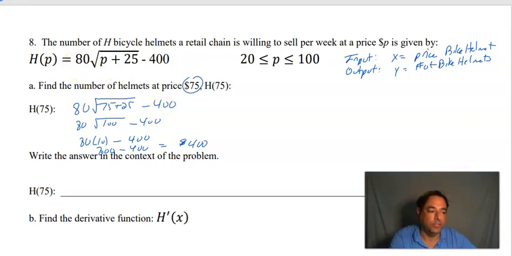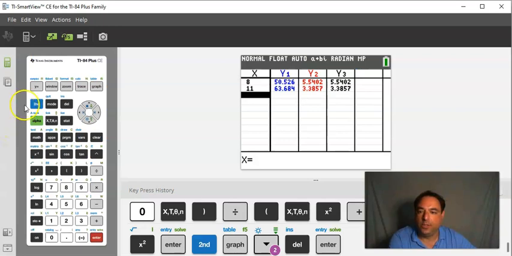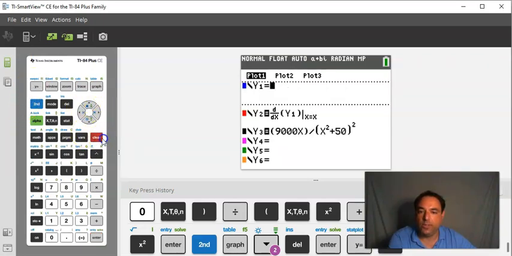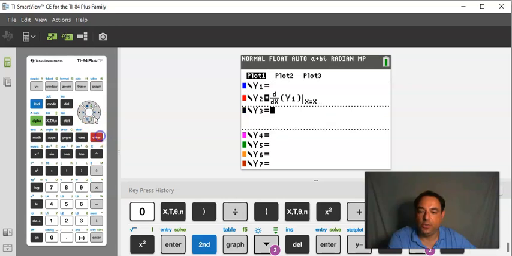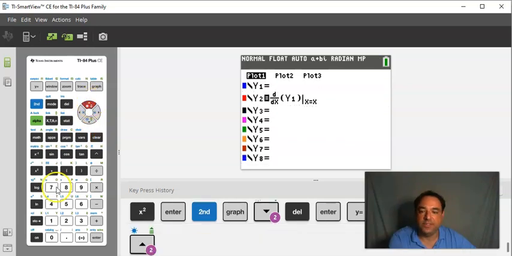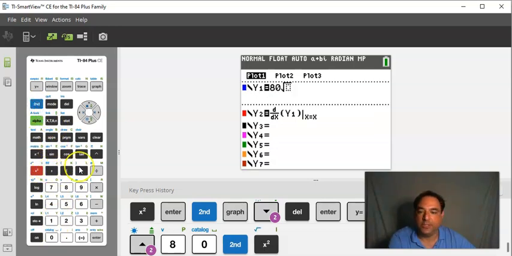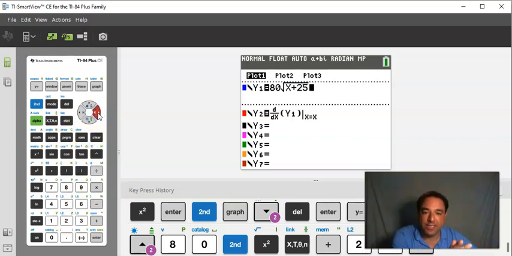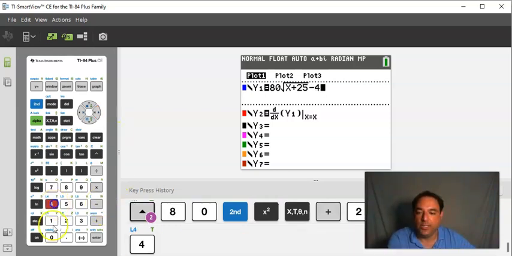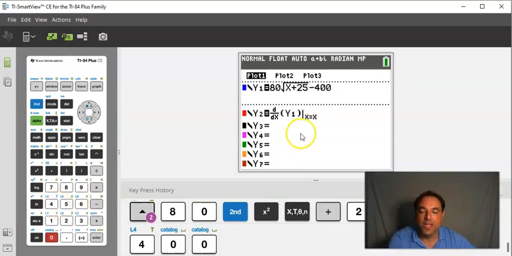So we're going to type the original in the calculator. Go to y equals. I'm going to get rid of y1 and y2, and in y1, be careful, this is 80 square root. Inside the square root, make sure you have x plus 25. Move to the right, outside the square root, we have minus 400. So that minus 400 is outside. I'm going to leave the derivative for later and put it in afterward.